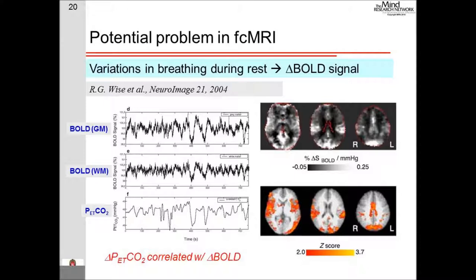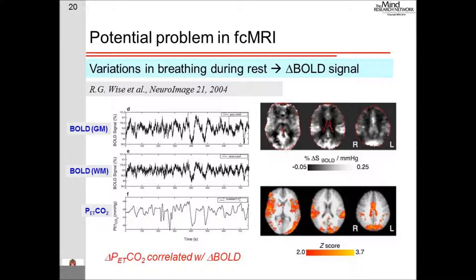And you can see a striking correlation here between the average gray matter signal and white matter signal and the changes in end-tidal CO2. And if you actually correlate changes in end-tidal CO2, accounting for some hemodynamic delay, with the brain, you see a fairly good structure generally throughout gray matter with some hot spots in certain places as well. These are areas that are showing modulation with variations in end-tidal CO2.